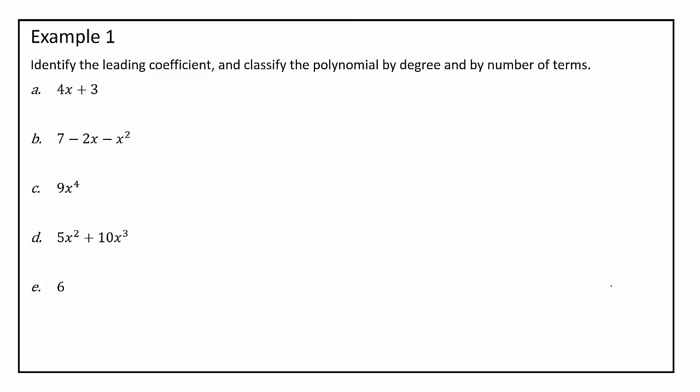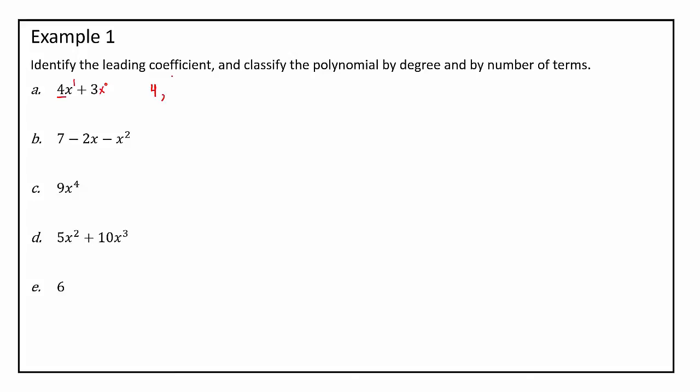So in this example, we're just going to identify the leading coefficient and then classify the polynomial by degree and by number of terms, starting with a here, 4x plus 3. We want to check and see if this is in standard form. That means that the exponents for our x's are in descending order. This has an x to the first. 3 doesn't have an x, so it's like having x to the 0. So yes, it is in standard form. That means that the very first number is the leading coefficient. So our leading coefficient for this one is 4.